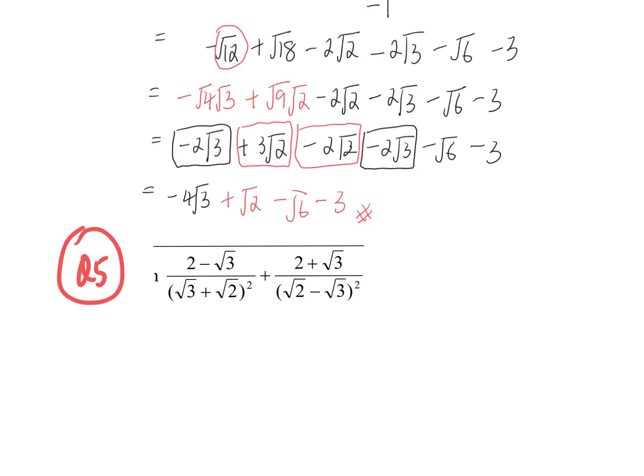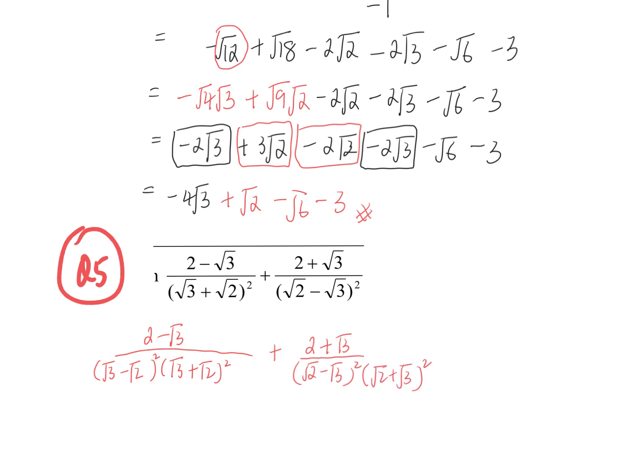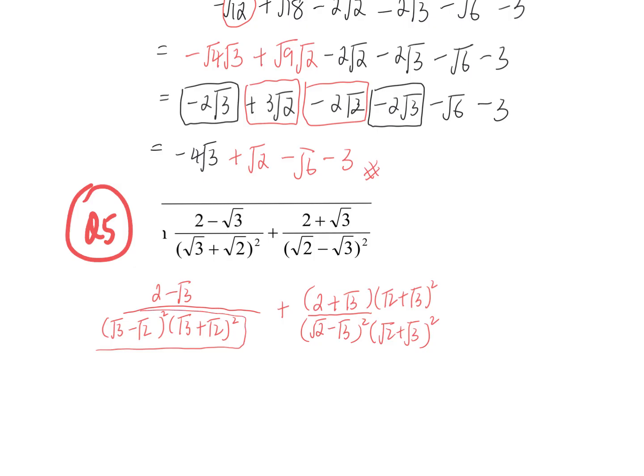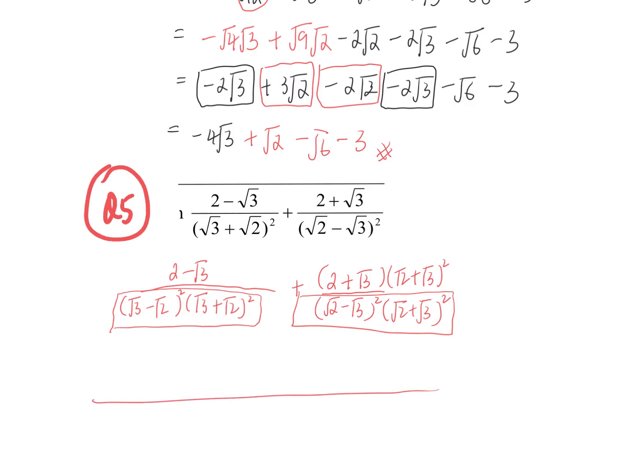Okay, this one yesterday I told you. What you can do is to make them the same. So for the first expression, you can put in your root 3 minus root 2 square. And then for the second expression, you put in the opposite. So can you see at the bottom, both of them share the same denominator. So I can combine them into one.